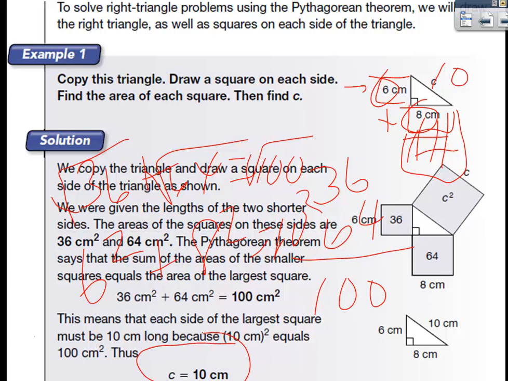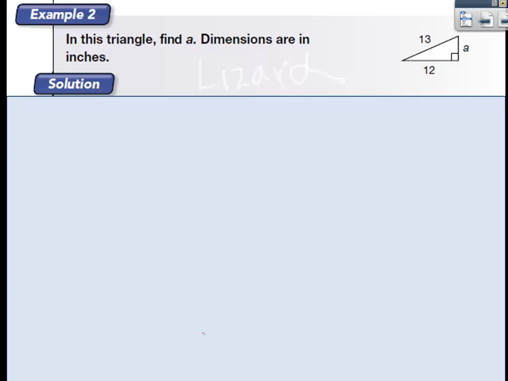All right, let's do a couple of these. In this triangle, we need to find what A is. They're being a little bit tricky here because they're giving you the hypotenuse. So you're going to have to change it up a little bit, but it's not too bad. Think you can do it on your own? See if you can. Then restart the video.